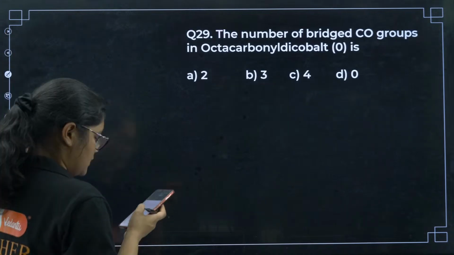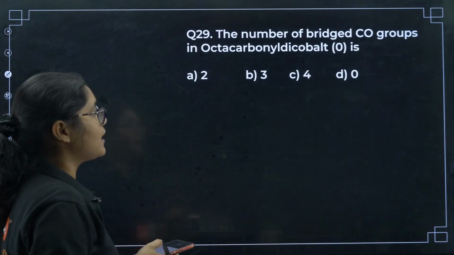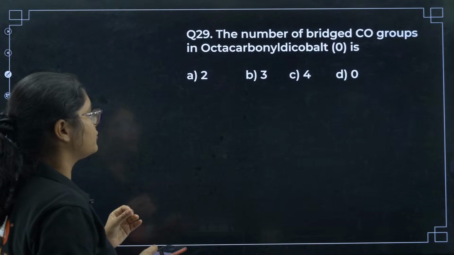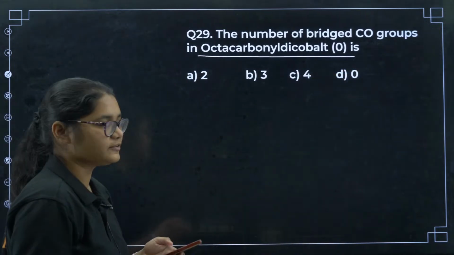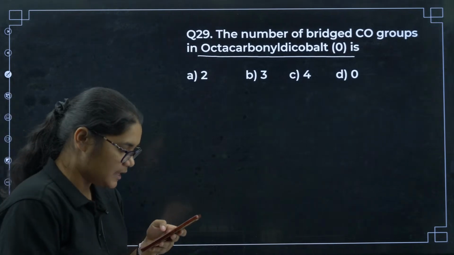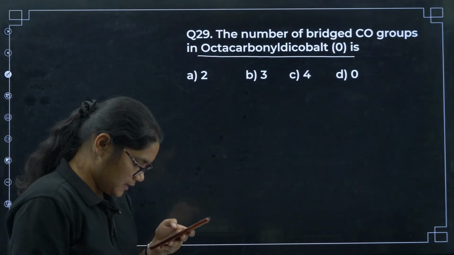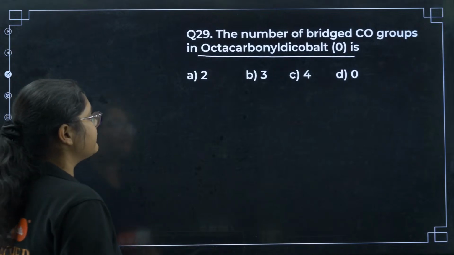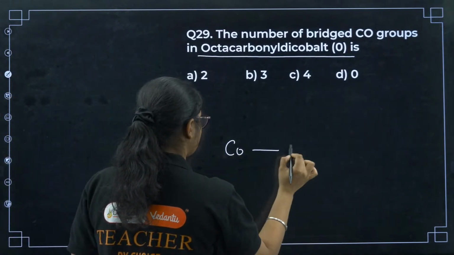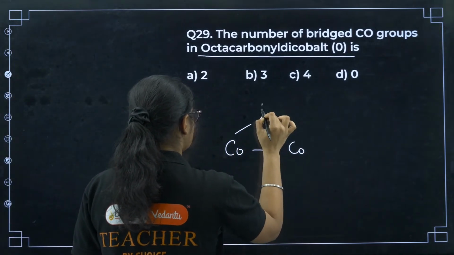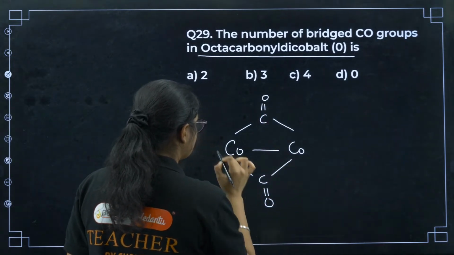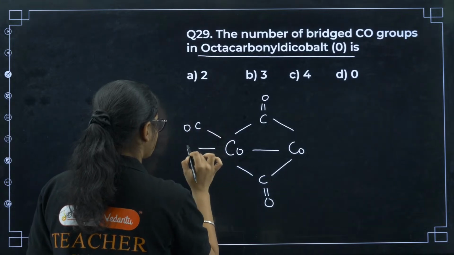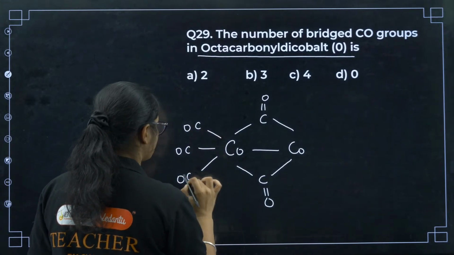Very good. So the 29th question: the number of bridged CO groups in octacarbonyl dicobalt(0). The structure is very important, you should know the structure here. So I will draw the structure for you. Please remember, it is like this, CO. We have octacarbonyl, meaning there are 8 CO groups.